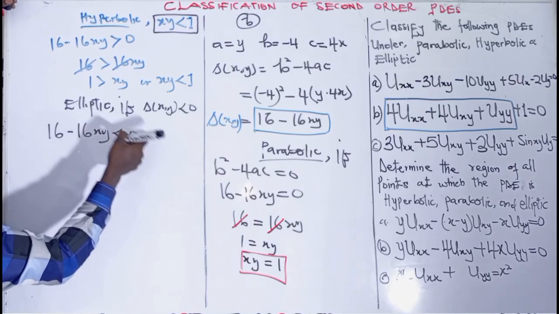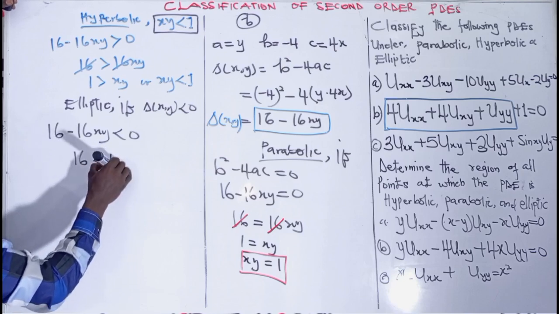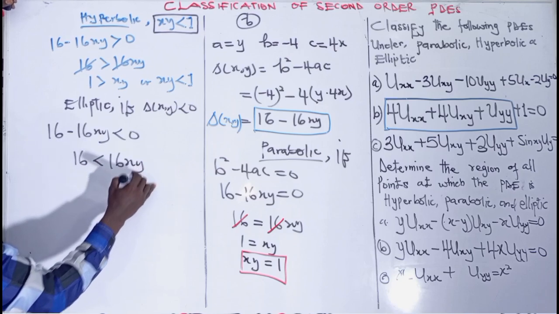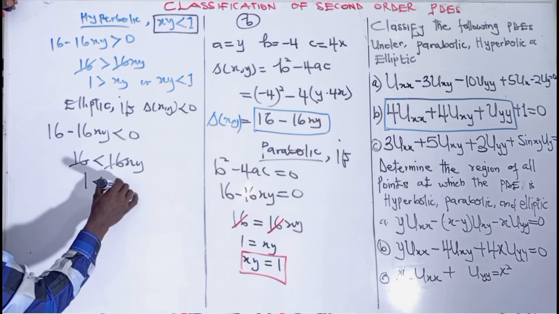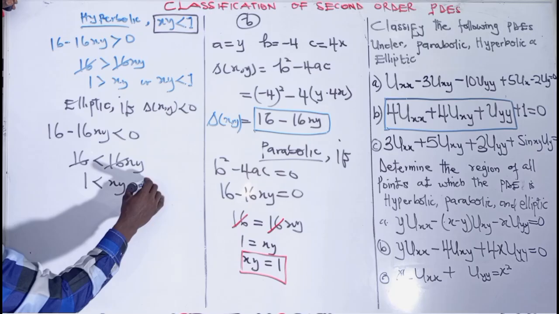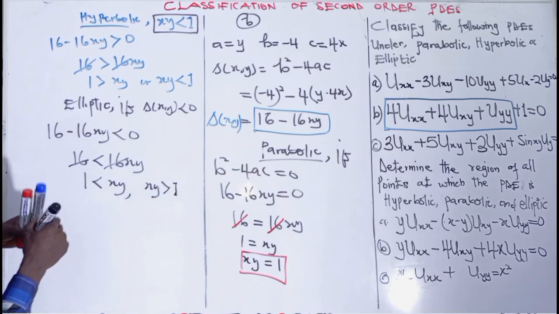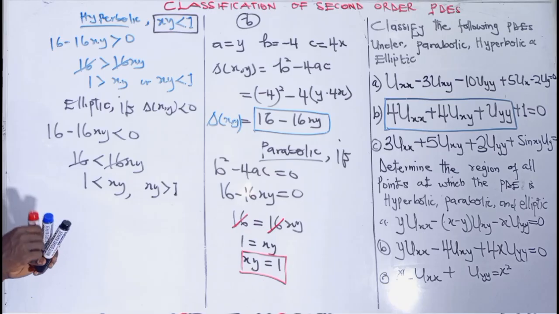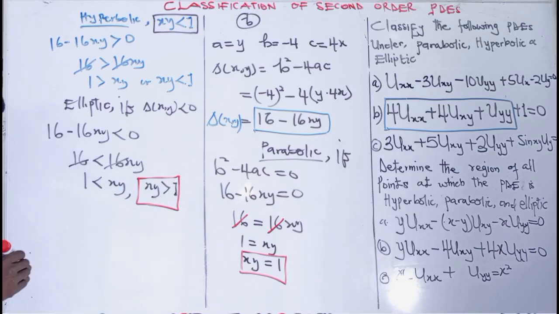So from here we can decide to send our 16xy to the right-hand side to get positive 16xy. So this will cancel this. We are left with 1 is less than xy, which we can write as xy is greater than 1. So we are saying that the equation is elliptic if xy is greater than 1.